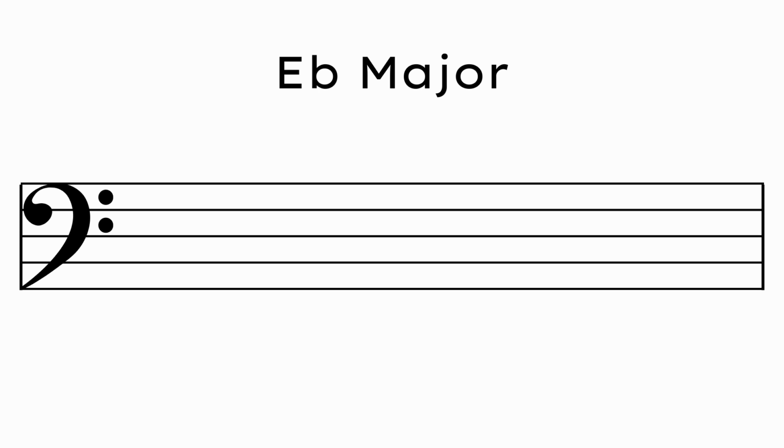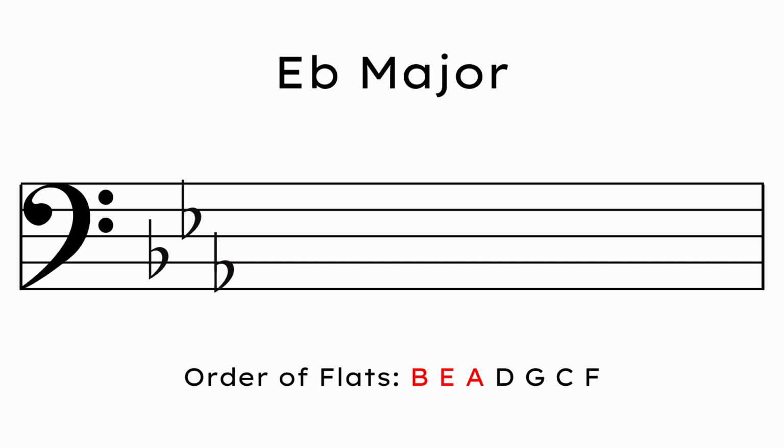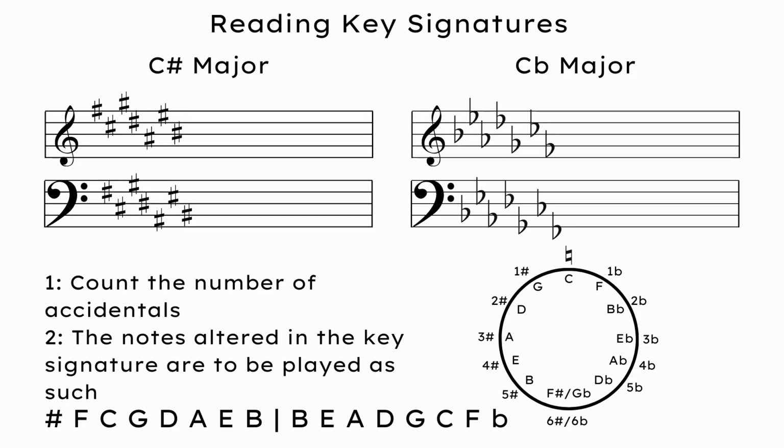The key of E flat major has 3 flats in its key signature. The first 3 flats in the order of flats are B, E, and A. So in the key of E flat major, the key signature will display B flat, E flat, and then A flat.